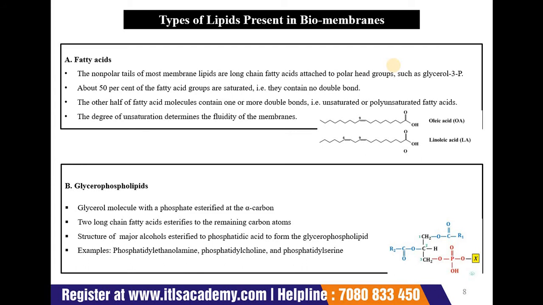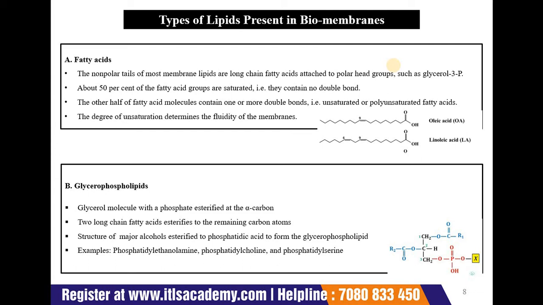The most common saturated fatty acid groups in animal membrane lipids contain 16 to 18 carbon atoms. Now oleic acid is the most abundant fatty acid in animal membrane. Other than that you have linoleic acid, arachidonic acid, etc. Now what happens is 50% of fatty acid groups are saturated. The other half of the fatty acid molecules contain one or more double bonds, that is unsaturated or polyunsaturated fatty acids. The degree of unsaturation basically determines the membrane fluidity.